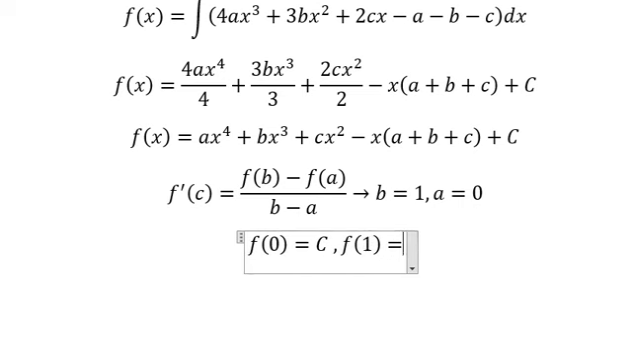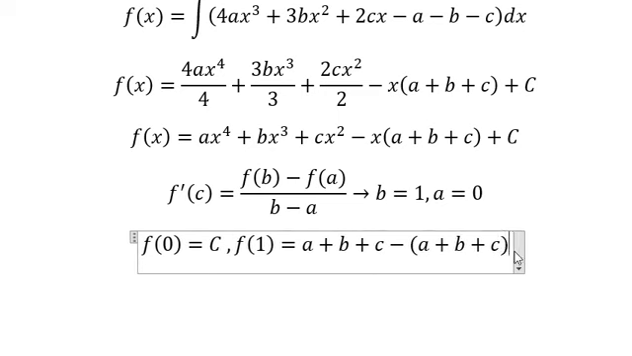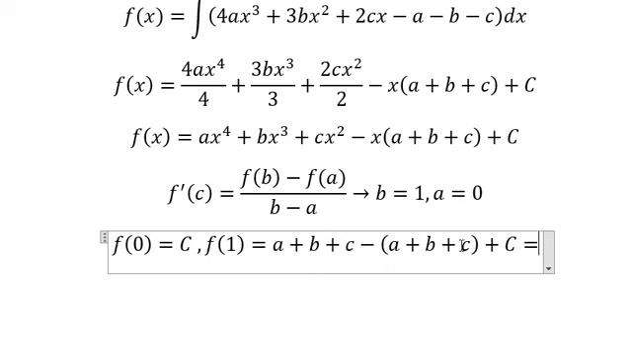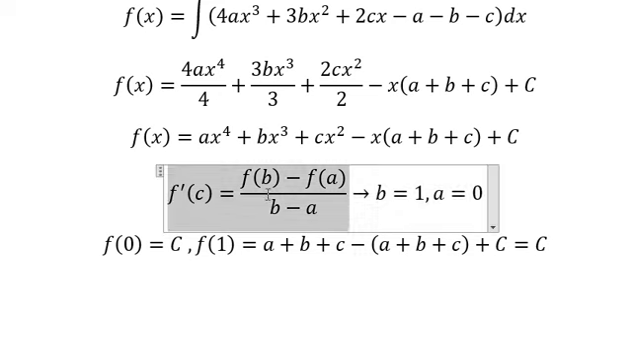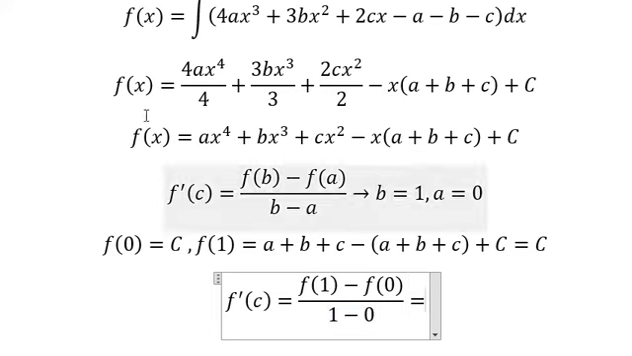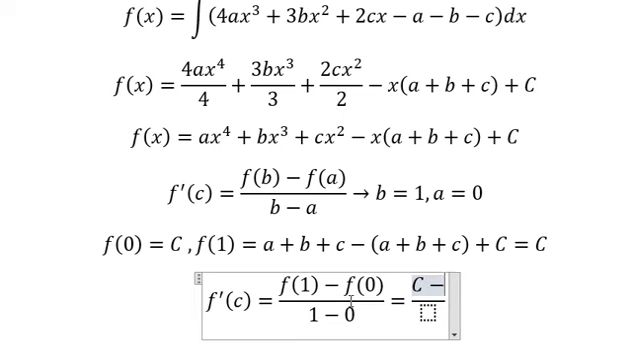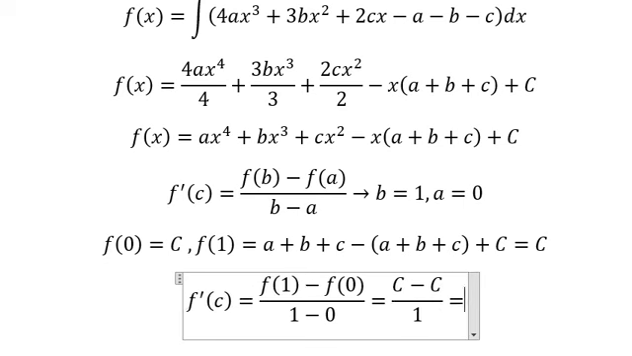F of number 1, I will put number 1 going here. So we have a plus b plus c minus a plus b plus c and capital C. Now we simplify this one and you get c. And now we applied the formula in here. So f of number 1 we have c. And f of number 0 we have c. 1 minus 0 we have 1. And this one we have 0.